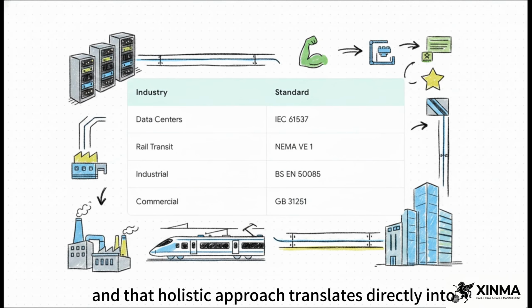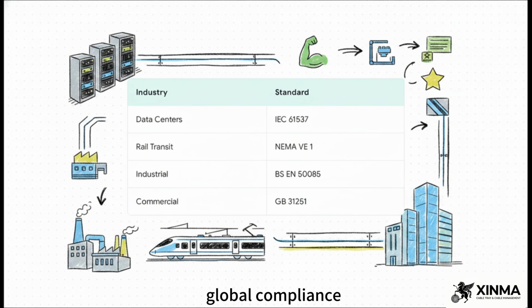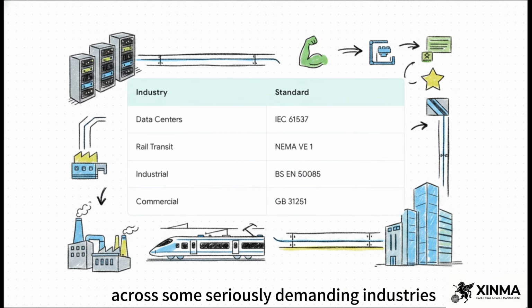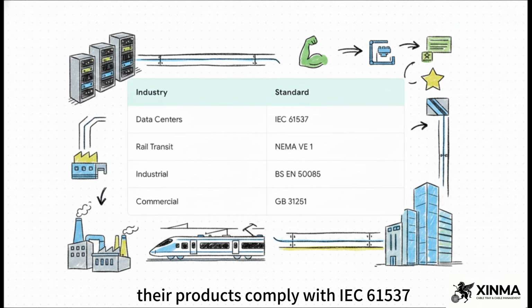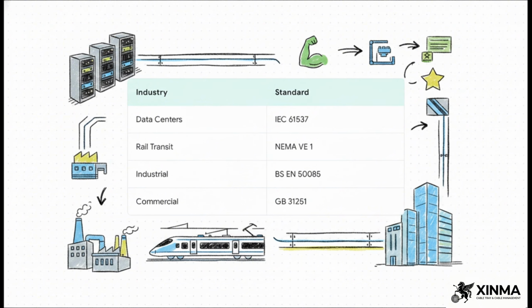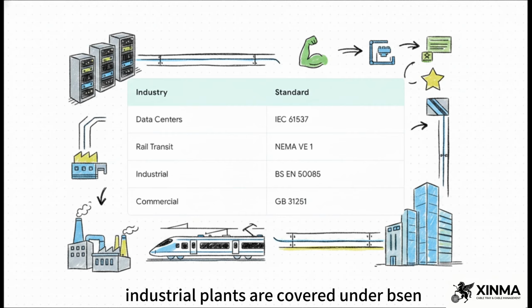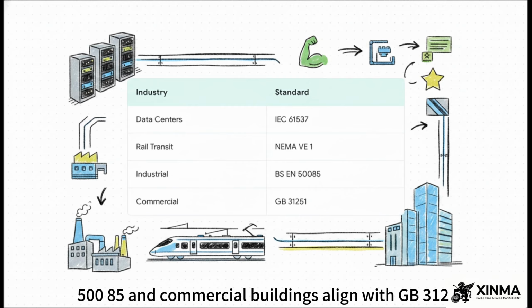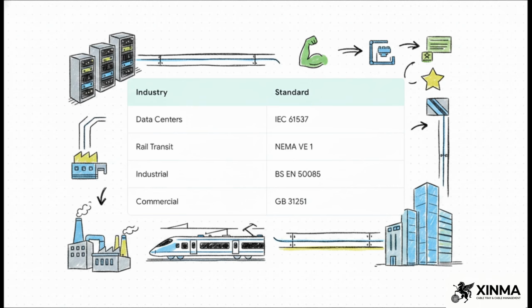And that holistic approach translates directly into global compliance across some seriously demanding industries. If you're building data centers, their products comply with IEC 61537. For rail transit, they meet NEMA VE1. Industrial plants are covered under BS EN 50085, and commercial buildings align with GB 31251. This isn't just alphabet soup, folks. These standards dictate the strict testing protocols for load, span, and deflection. By adhering to these, manufacturers like Xinma provide the certified load tables you need for your buyer checklist, giving you total confidence that the structural math holds up in reality.